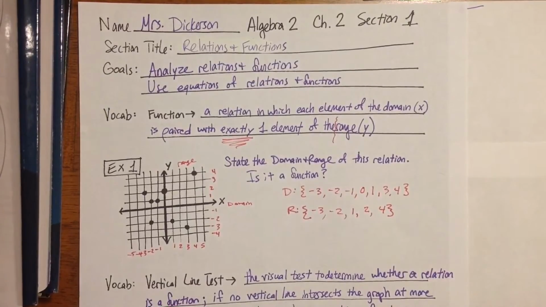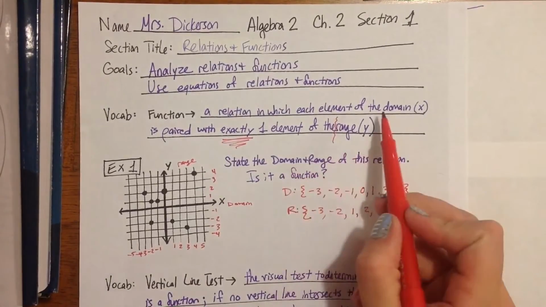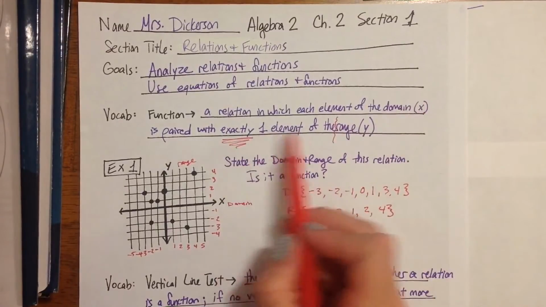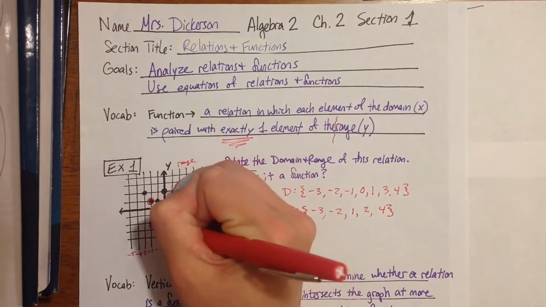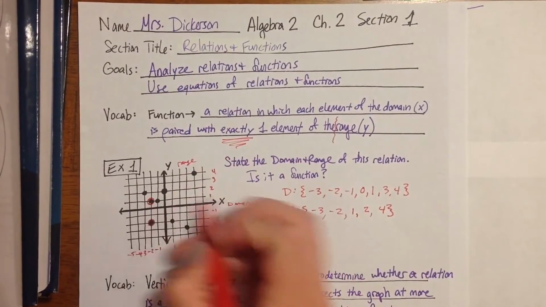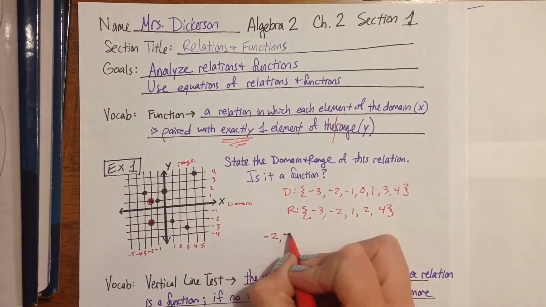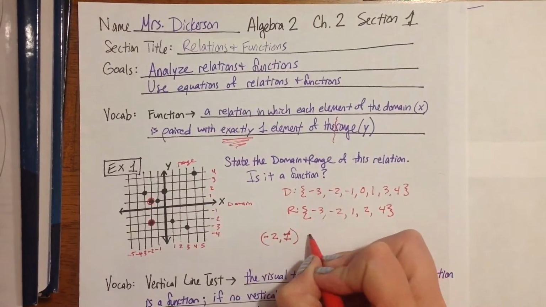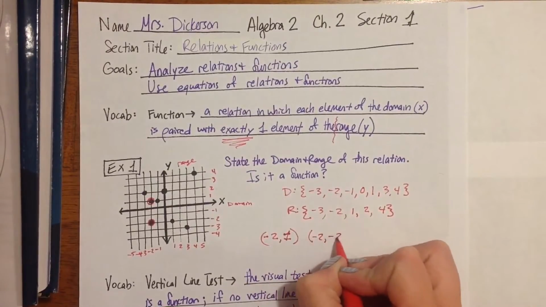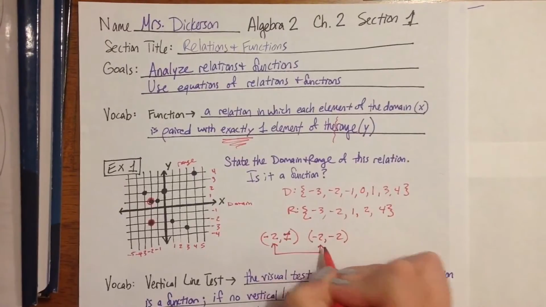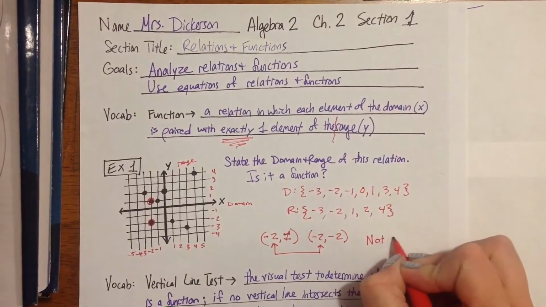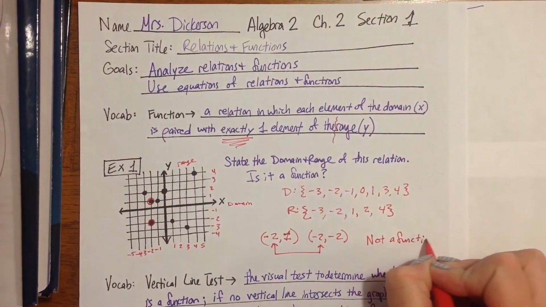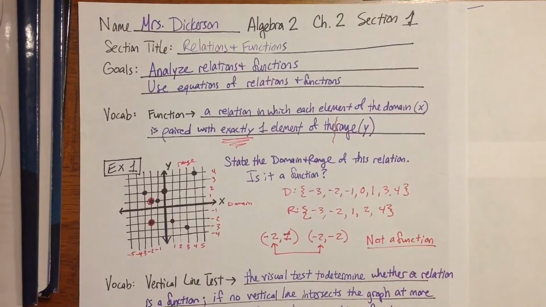Well, again, the definition is each x pairs with exactly one y. And I see a problem here. This point versus this point. This ordered pair is going to be -2, +1. And I also have -2, -2. So that has the x value of -2 being paired with more than one y value, and that's not okay. Therefore, this is not a function. Simple as that. Cool. All right, let's keep going.